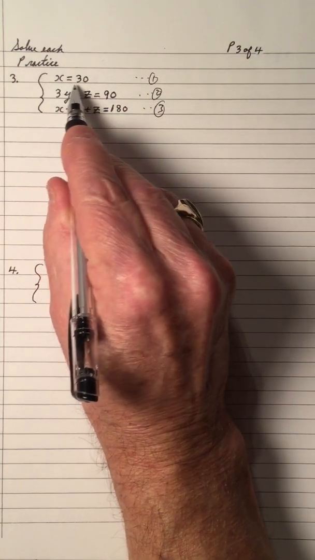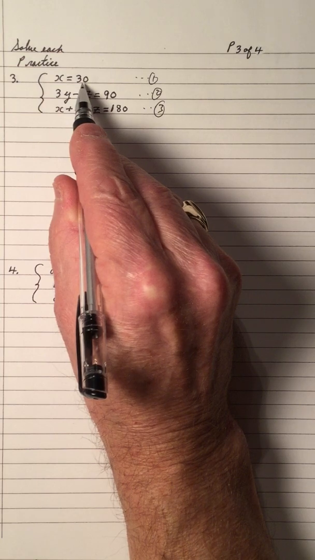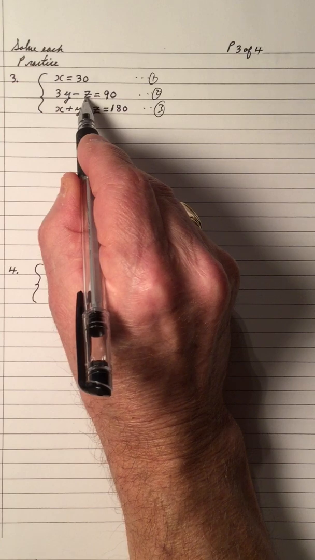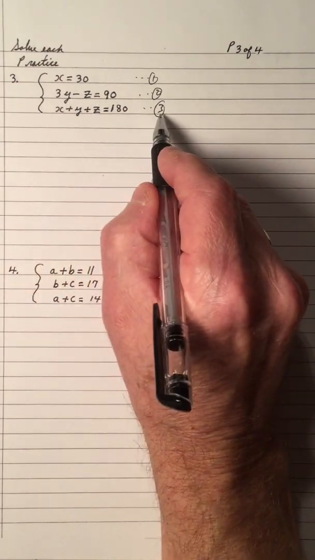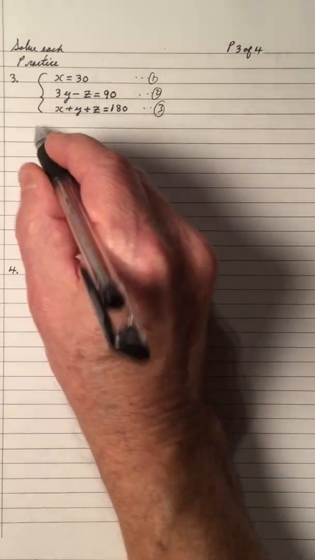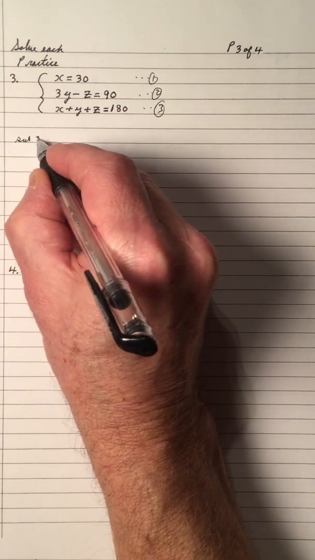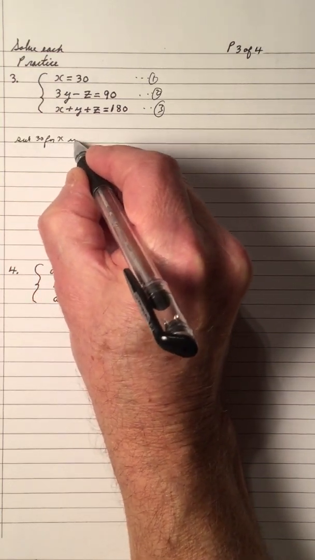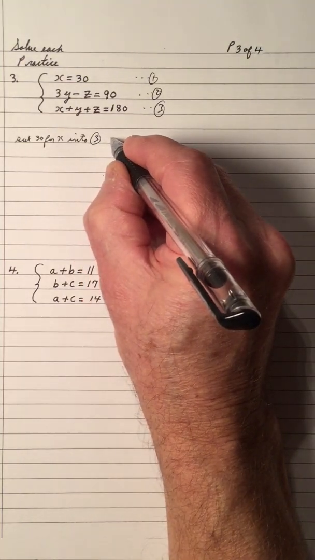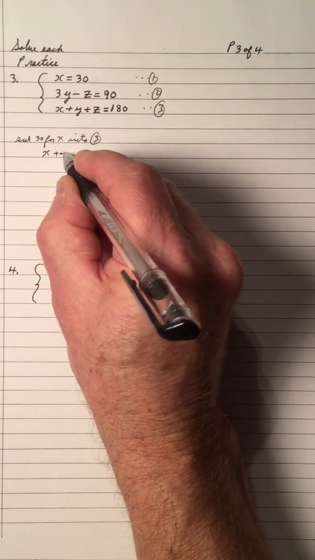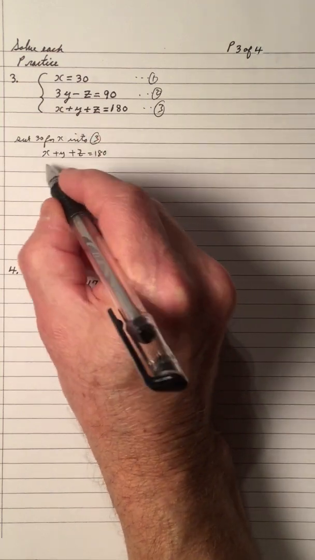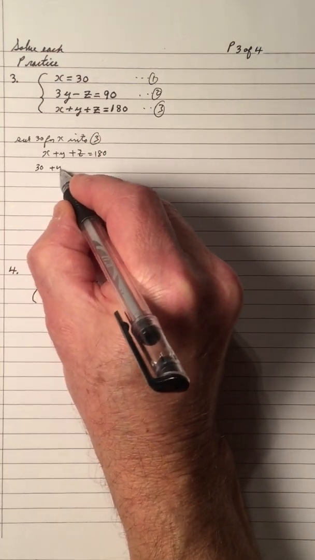Notice the first one is already solved, so one answer is already done: x is 30. I cannot put x in the second equation because there's no x. So the only place I can substitute is number 3. So sub 30 for x into number 3, which gives us x plus y plus z equals 180. So we put 30 in the place of x.